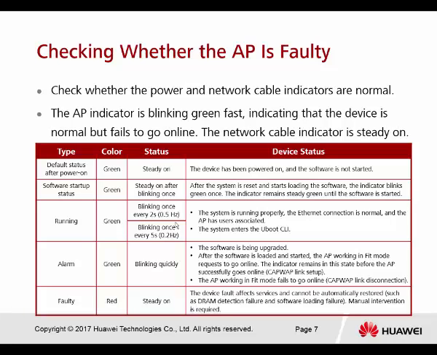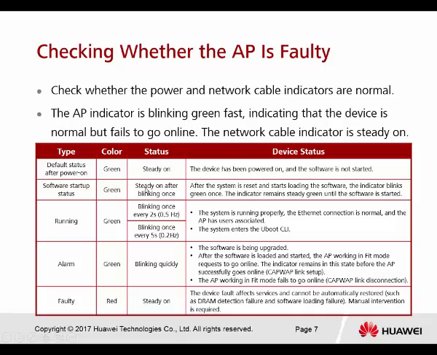Okay, when you don't see the AP indicator blinking or lit up, that means it's a power failure. When the AP indicator is blinking very fast, it indicates the device is normal but failed to go online. So now check the types. The default status after power on is green, steady on. The meaning is the device has been powered on and the software is not started.